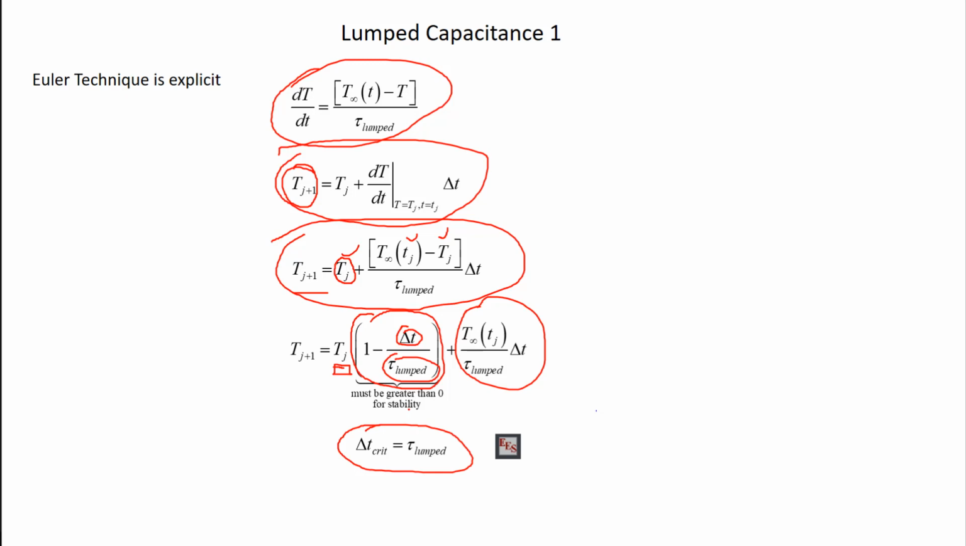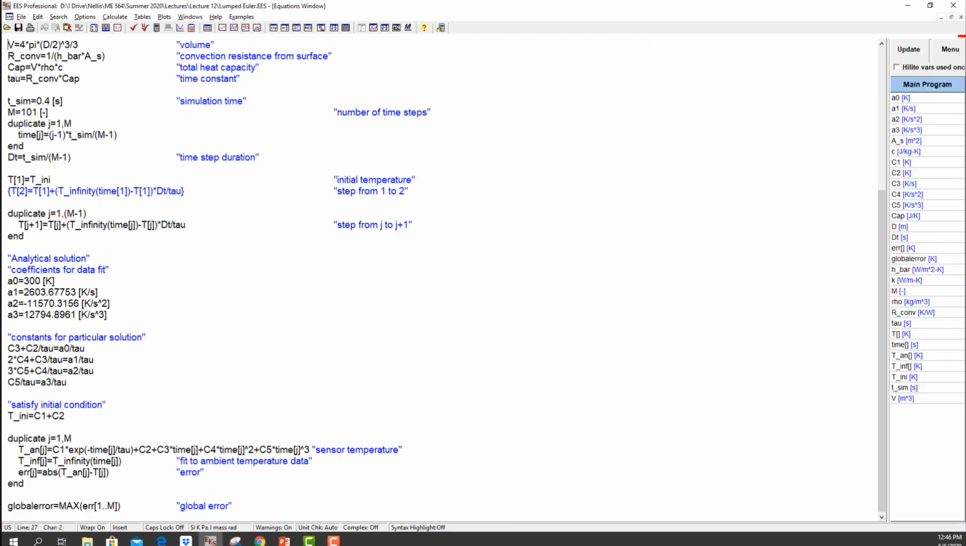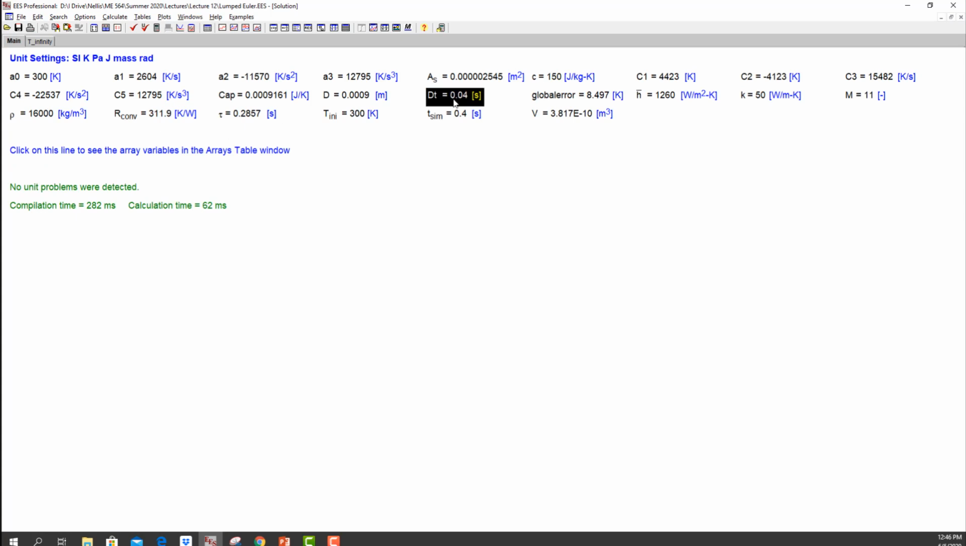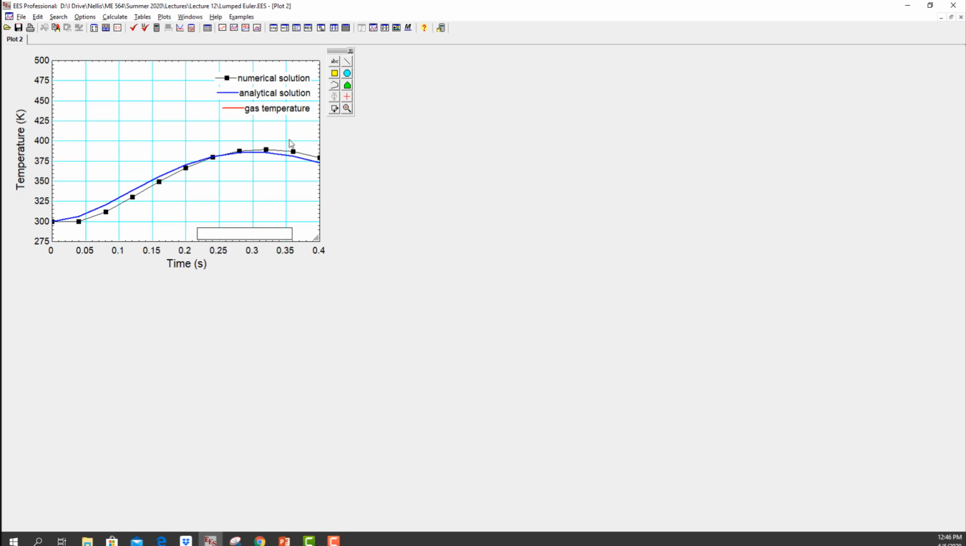So the critical time step is the lumped capacitance time constant of the object, right? Which makes sense. If I want to simulate an object that has a really small time constant, I'm going to have to take really small time steps. And we can see that here. If I go back here, right now, if I put this back at 11, I have a time step of 0.04. I have a time constant of 0.29. My time step is less than my time constant, and so my solution is stable. If we look at it here, it may not be super accurate, but it's pretty stable, right?